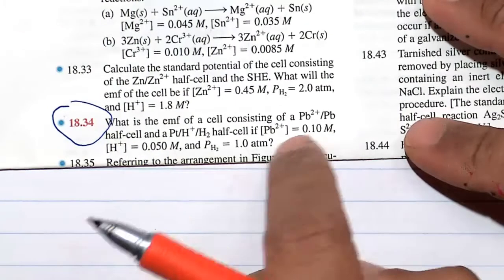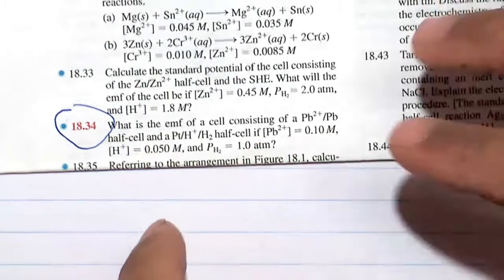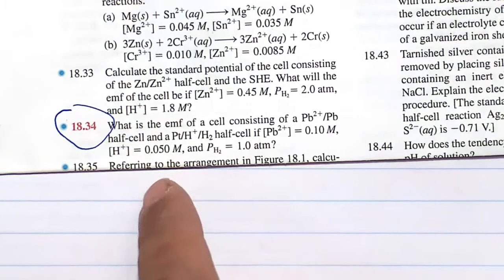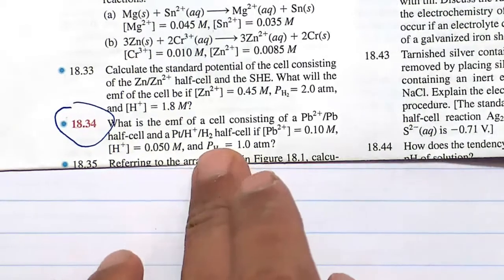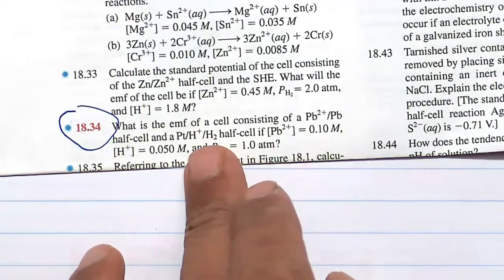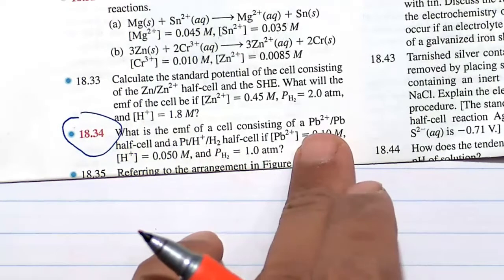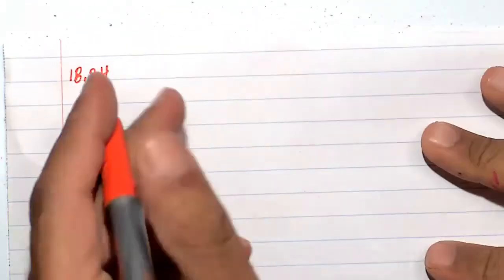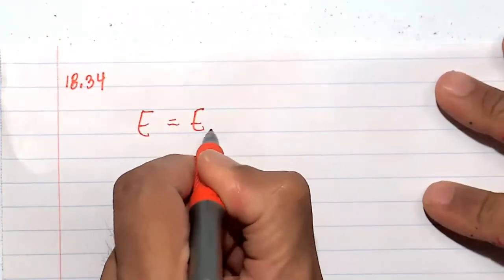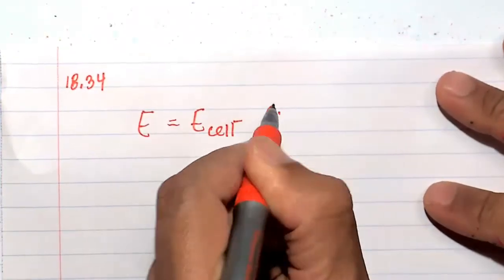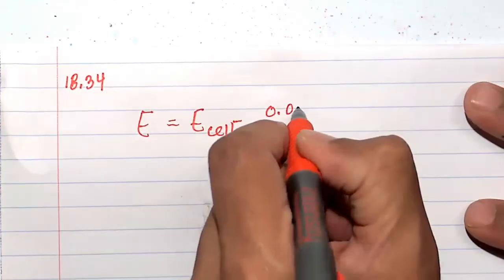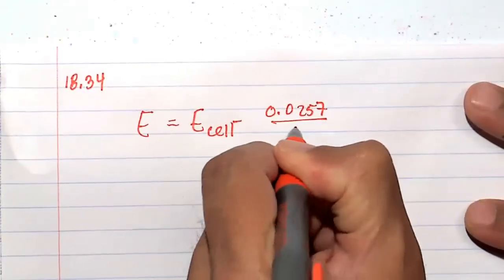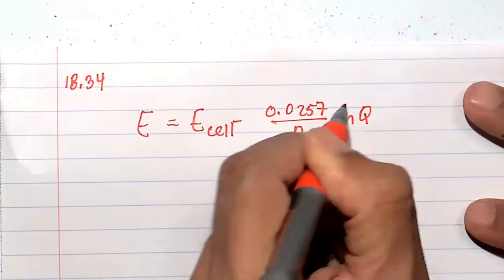We're at non-standard state conditions, which means we have to use the Nernst equation, and we've got to figure out the voltage of this non-standard state cell. So first we have to write our Nernst equation out. The Nernst equation is E under some non-standard state conditions equals E cell minus 0.0257 divided by n, natural log of Q.